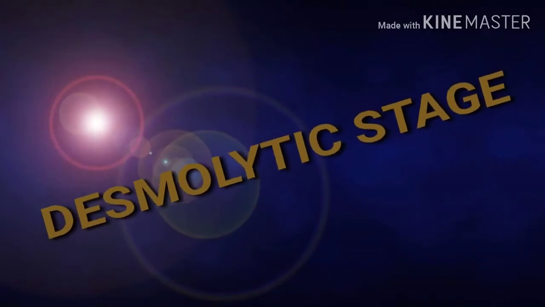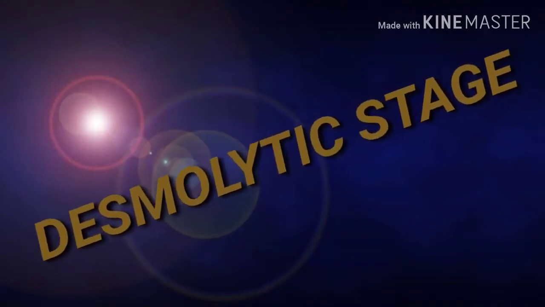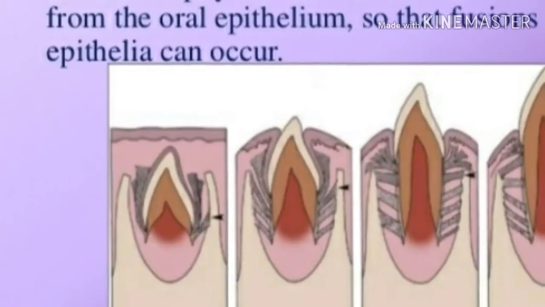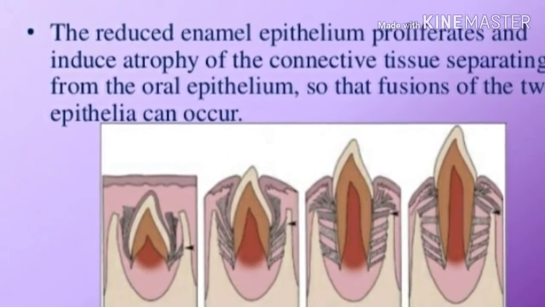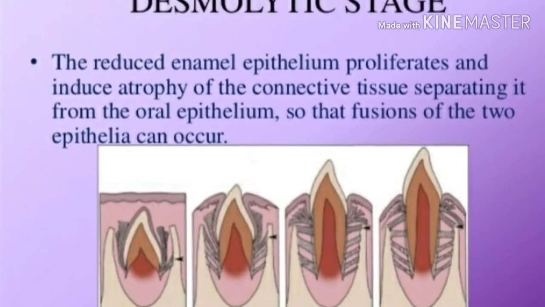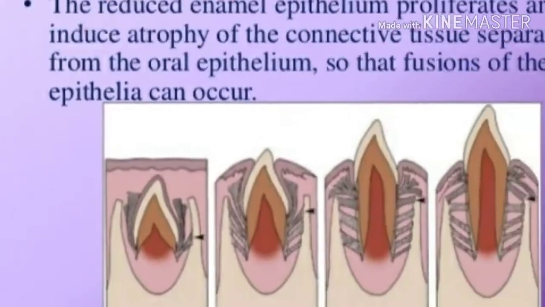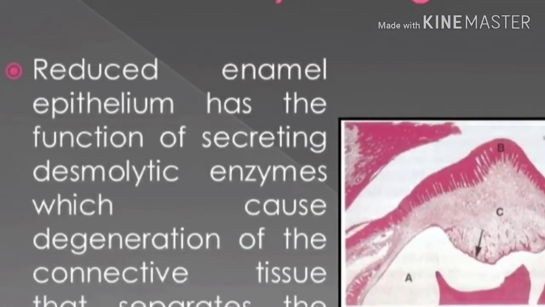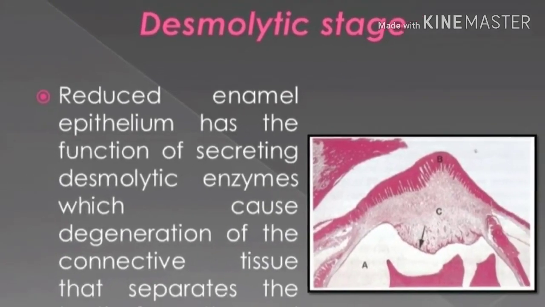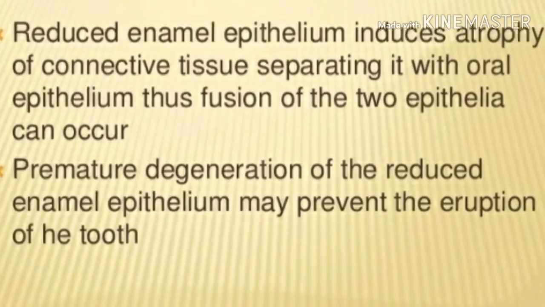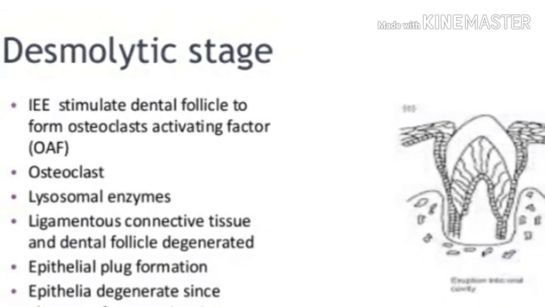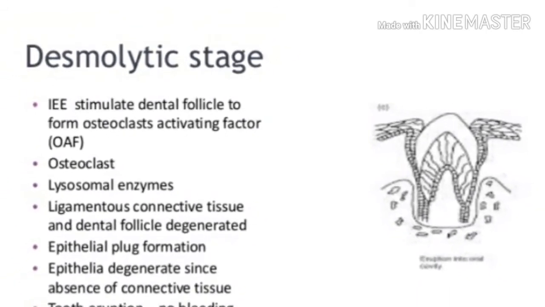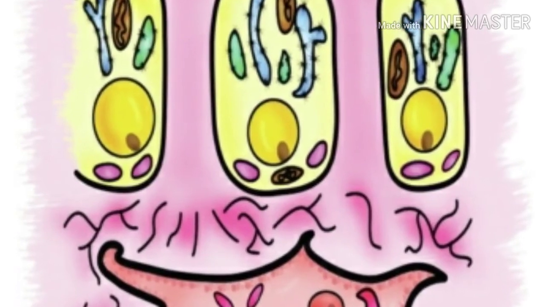The last stage, the desmolytic stage. The reduced enamel epithelium proliferates and seems to induce atrophy of the connective tissue, separating it from the oral epithelium so that fusion of the two epithelia can occur. It is probable that the epithelial cells elaborate enzymes that are able to destroy connective tissue fibers by desmolysis. Premature degeneration of the reduced enamel epithelium may prevent the eruption of the tooth.